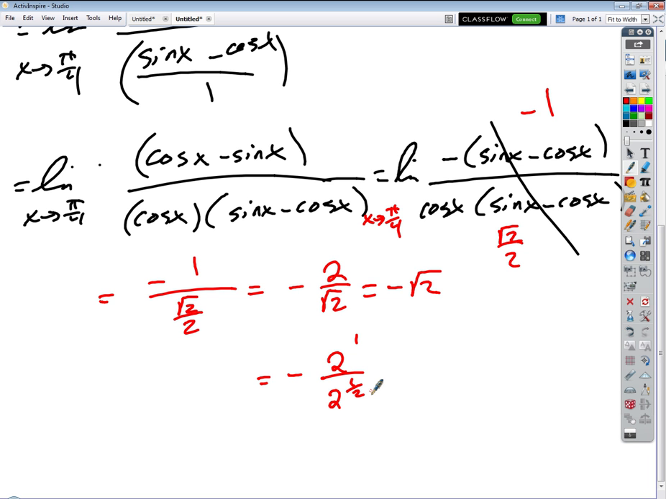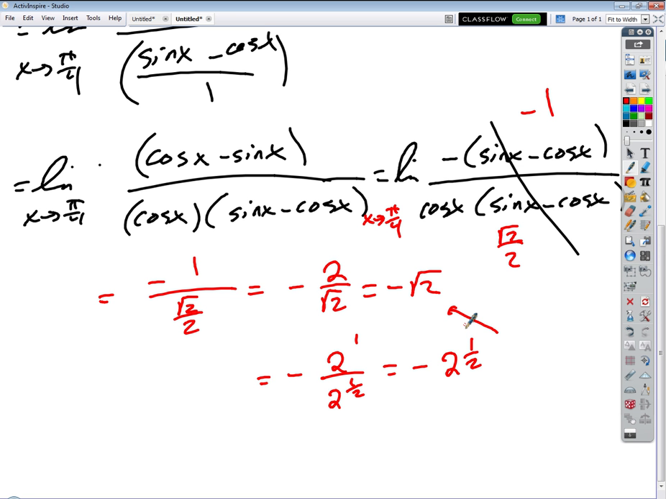Isn't a square root just a 1/2 power? Yeah. So by our exponent rules, if we divide like bases, we just subtract exponents, right? So that's equal to -2 to the 1/2, which is that.